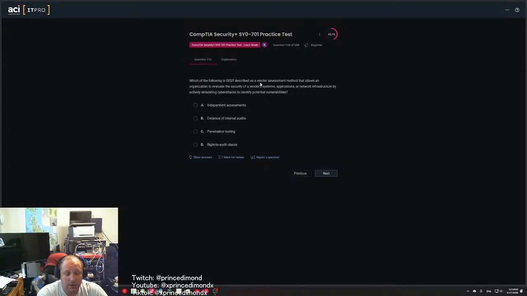Which of the following is best described as a vendor assessment method that allows an organization to evaluate the security of a vendor's systems, applications, or network infrastructure by actively simulating cyber attacks to identify potential vulnerabilities? That would be interesting. That's going to be pen testing.